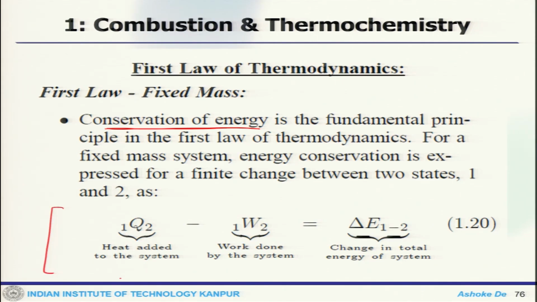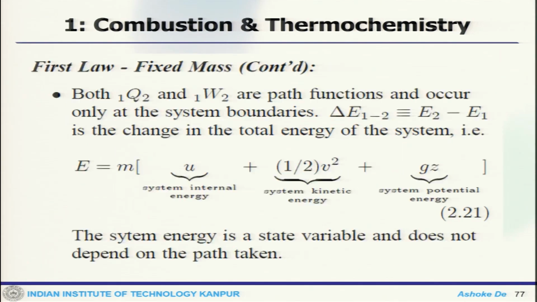So, we follow some convention, and if heat is added then it is positive. So, if this is the system, heat added would be positive. If it is work done by the system, that would be positive. So, this is the change in the energy of the system, that is the delta E.